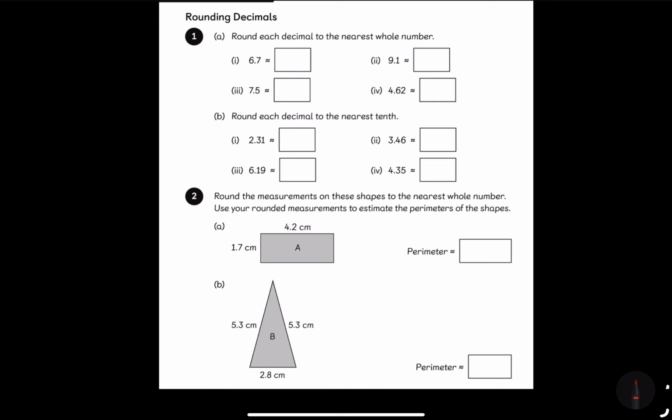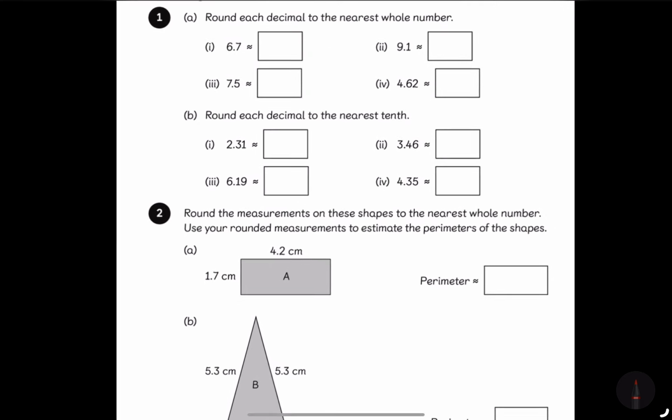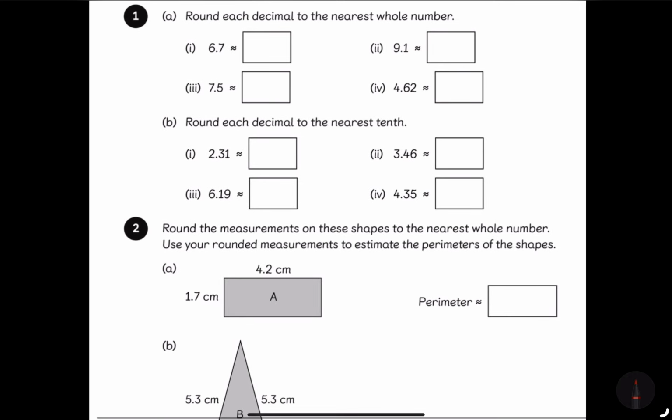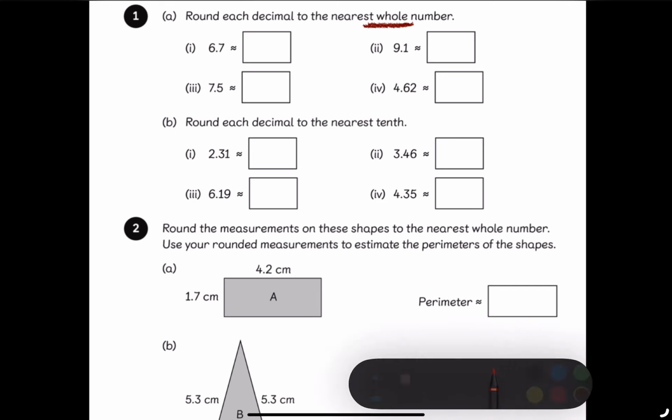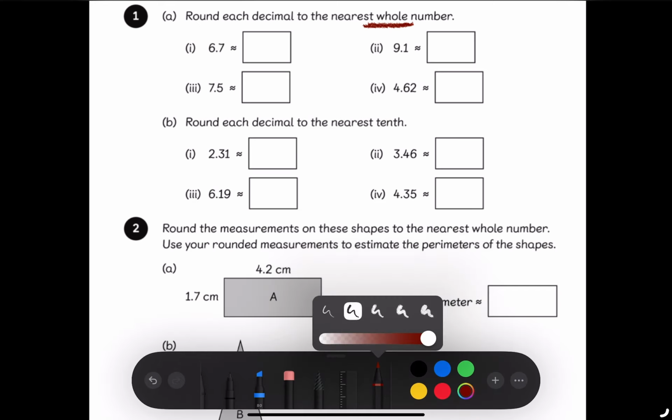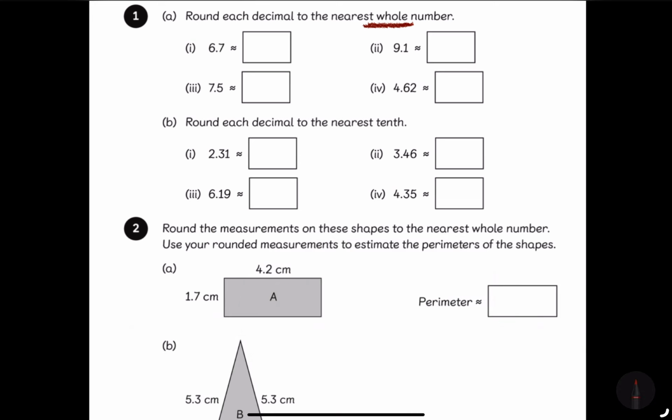Today we are going to solve rounding the decimals. Here, it's asking first and foremost, round each decimal to the nearest whole number. When we are talking about the whole number, we have to be careful: I'm going to figure out the number which is before the decimal. Therefore, the rule is I look at this number.